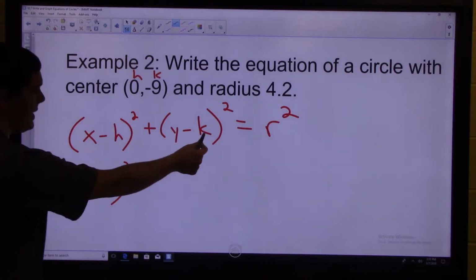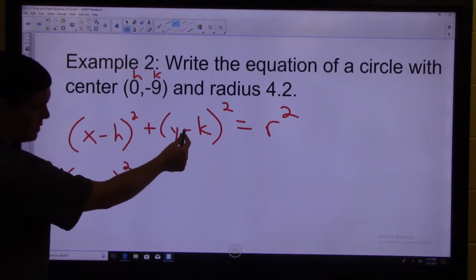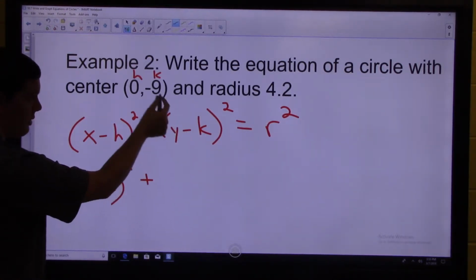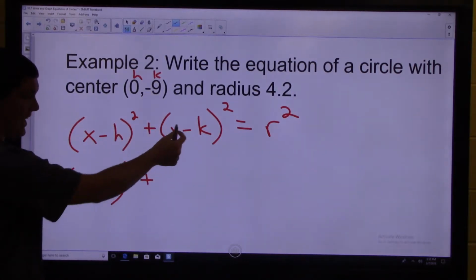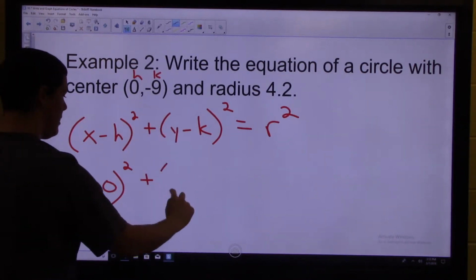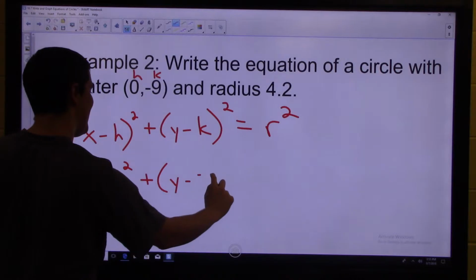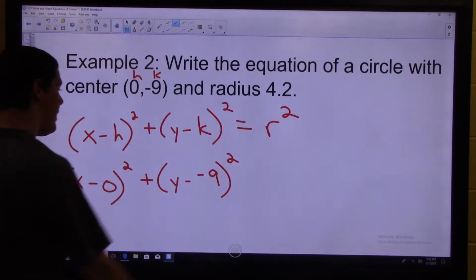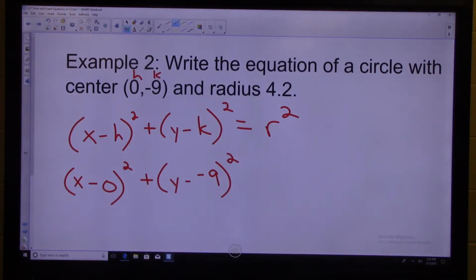Now k, be careful here. The formula tells you to subtract. Well, k is negative as well, so we can't leave out either one of those negatives. So it's going to be y minus negative 9 squared. Hopefully that makes sense. Guys, the formula tells you to subtract. Your k is negative, so we have to subtract a negative.